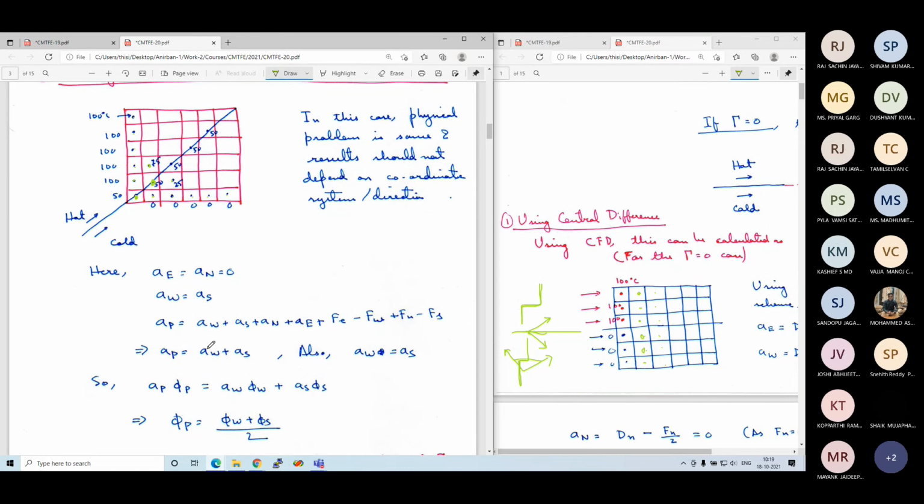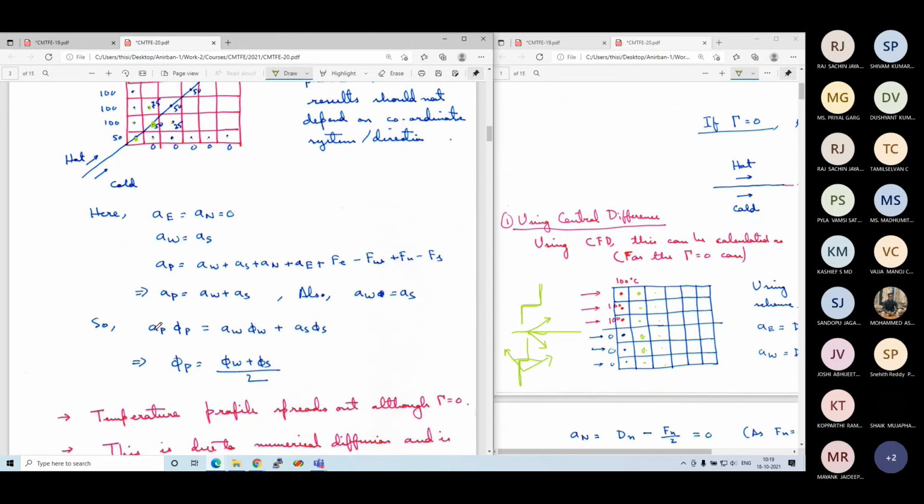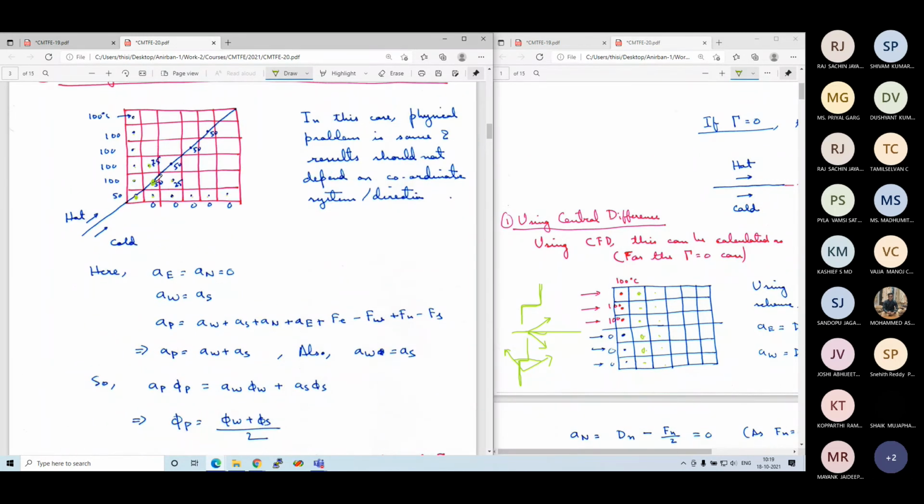So if we put this together, AP is equal to 2AW or 2AS, because AE is equal to AW is equal to AS. Putting this together, we get that phi P is equal to phi W plus phi S by 2. So any point is equal to the value at this point plus the value of this point divided by 2. For the first point, this point is 100, this point is 0. 100 plus 0 by 2, this is 50. And this is what we expect, that along the line it should be 50. And we find that it is 50, so it is correct. Because along the line we cannot differentiate, we will assume that it is the average.